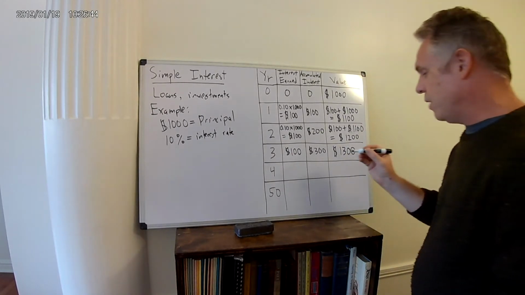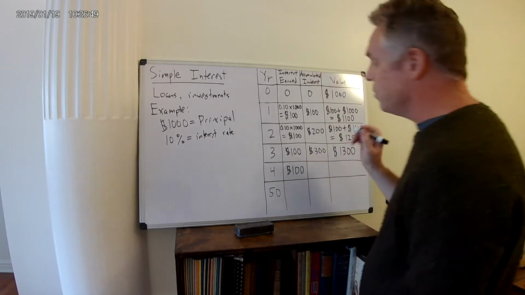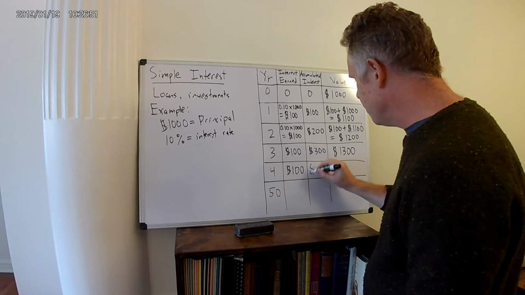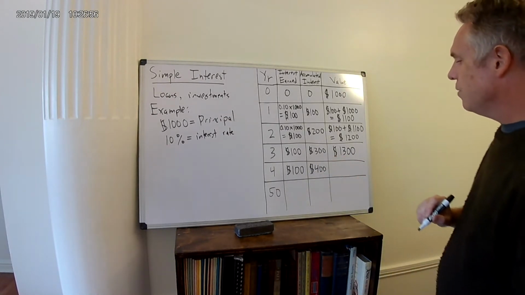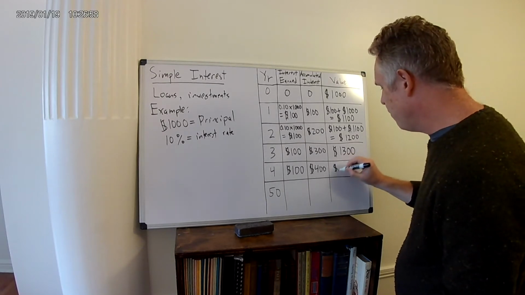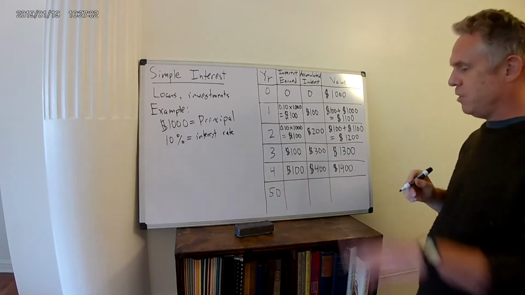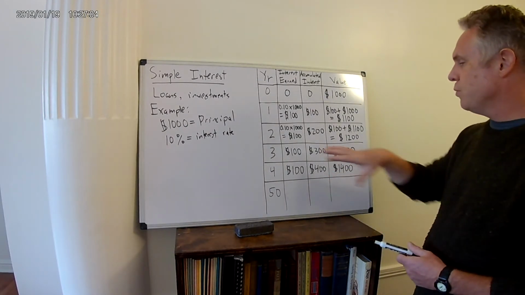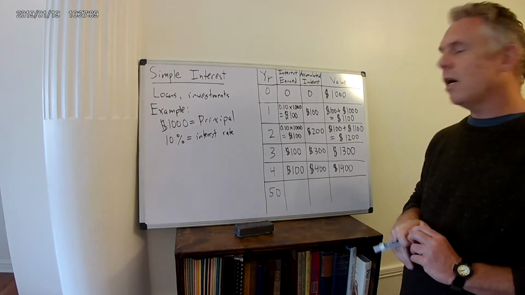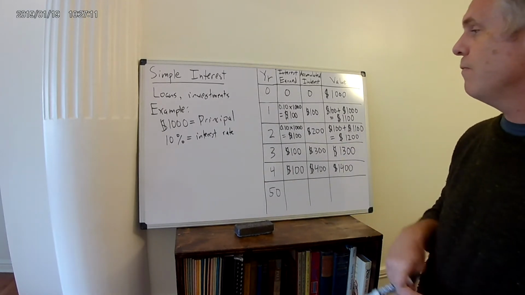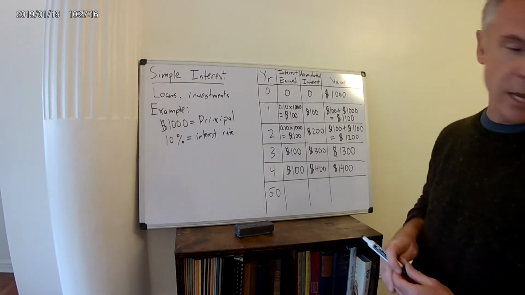Let's fill in the rest of this. The interest earned in year four is also $100. The accumulated interest is $400. And the value of my account after year four is $1,400. Okay, I'm going to pause there. We'll come back to year 50, but I just want to fill out these first 4 years. So this is a really simple loan investment and a very simple calculation of a simple interest investment. Hopefully this makes sense to you guys.